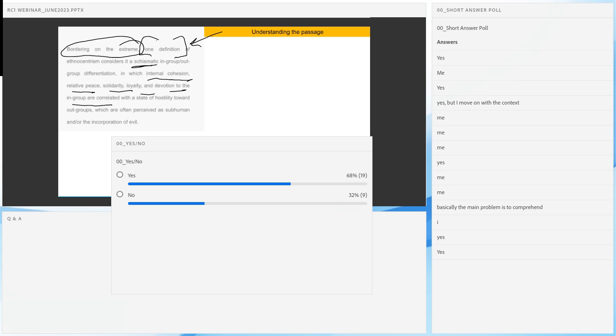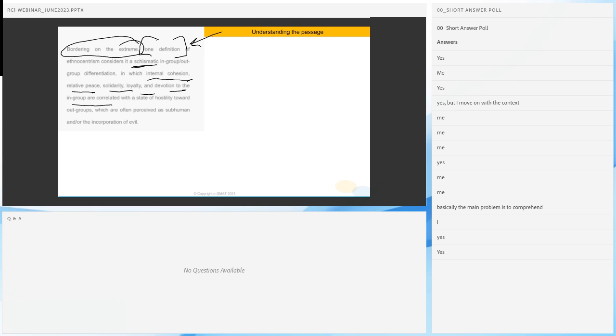Read like a manager. The way I would read it is, and thank you for being that honest, that's really useful, it's some sort of a differentiation, I would call it. I understand the word differentiation. I would call it some sort of a differentiation where you're talking about in groups and out groups, or two different groups in which these things, peace, solidarity, loyalty, and devotion to the in group, are correlated with, correlation means happening together with, a state of hostility towards out groups. So good things for the in group, hostility towards out groups, and those out groups are perceived as subhuman, which means below human, and/or incorporation of evil. So essentially, I love my people, I hate outsiders. That's essentially what I would really say. And this is one definition of EC. That's all there is.